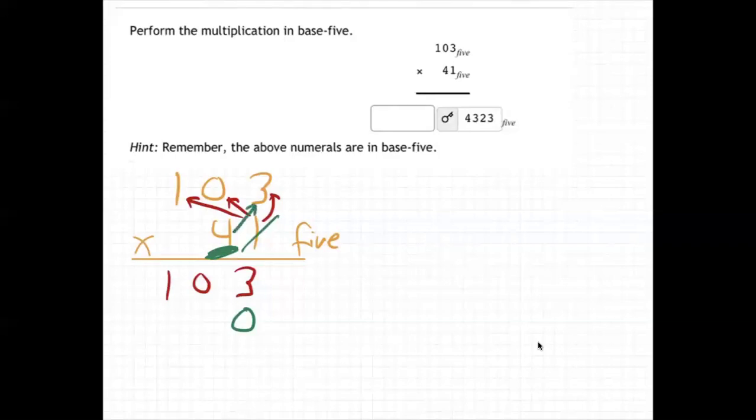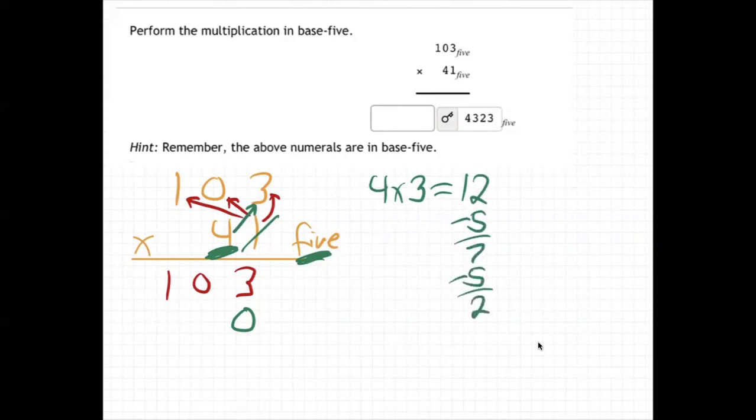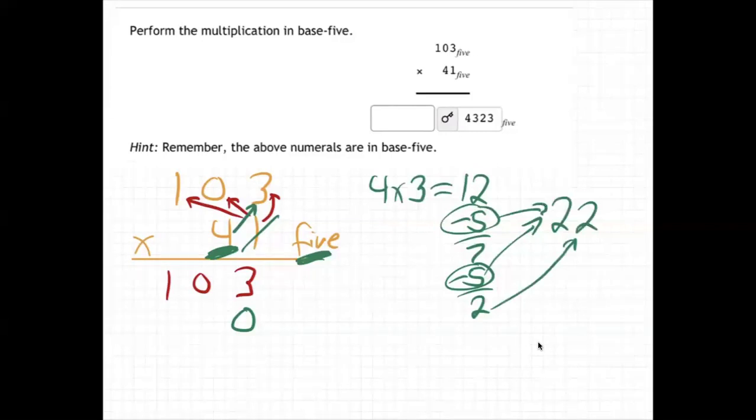So here we go. Now 4 times 3, well, that's 12. But we can't leave it like that. How do we make 12 in base 5? Well, what you do is you subtract 5 and you get 7, and you subtract 5 again and you get 2. So I had to subtract 5 twice. That means 2 fives and 2 more are left over. In other words, 12 is the same as 22 in base 5.